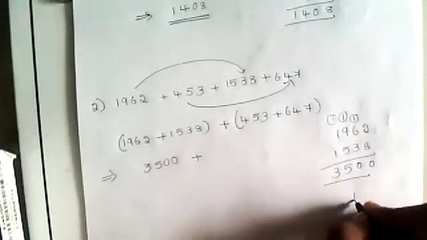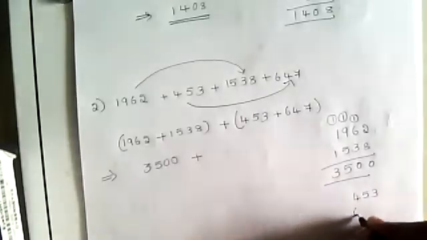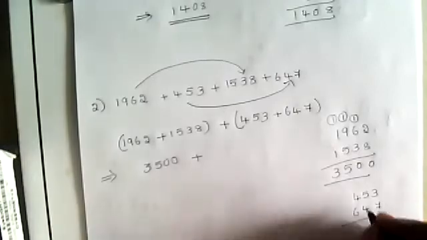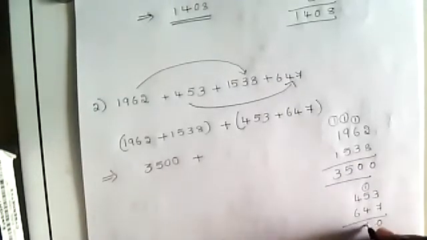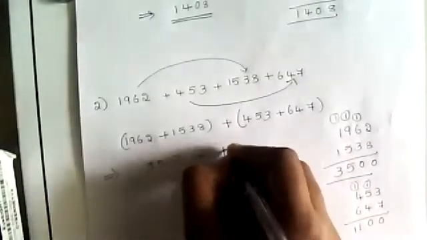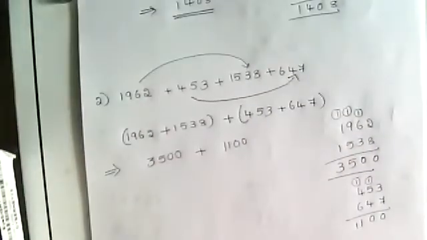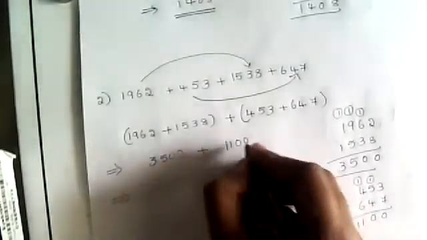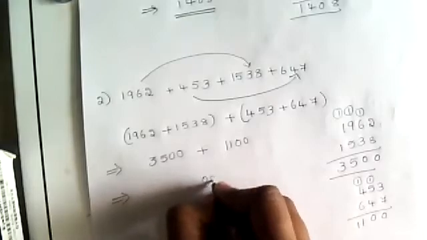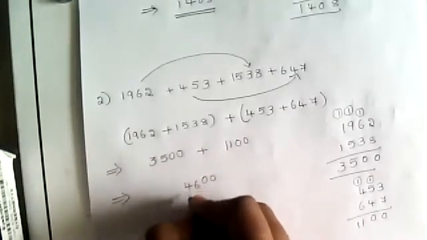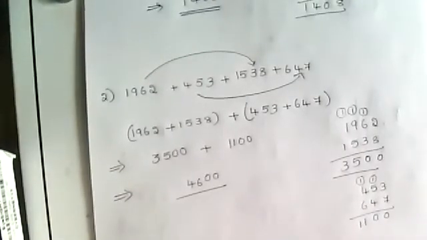Plus I have to add these two numbers, 453 plus 647. So 3 plus 7 is 10, 1 carry, 5 plus 5 is 10, 1 carry, 6 plus 4 is 10, 11. So 1100. Now I have to add these two numbers. Directly I'll add the 2 zeros, 1 plus 5 is 6, 1 plus 3 is 4, 4600. See here, easily we have added.